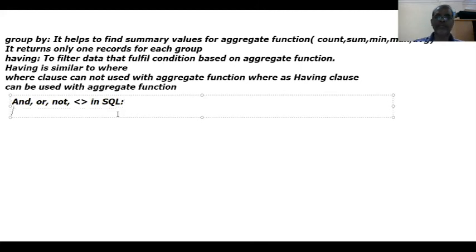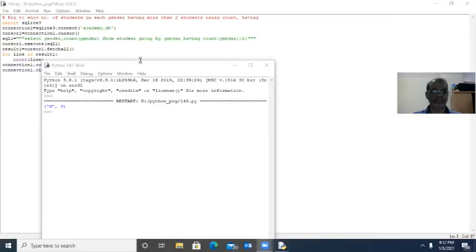If we are having more than one condition, we should go for and, or. If we have one condition and when the condition is false the record should display, then we should go for not, not equal to. Now I will explain one small program. I write one small program to explain these operators: and, or, not equal to.